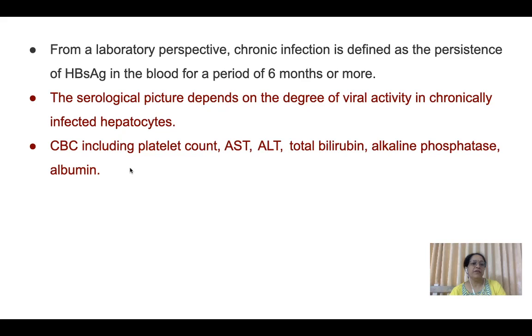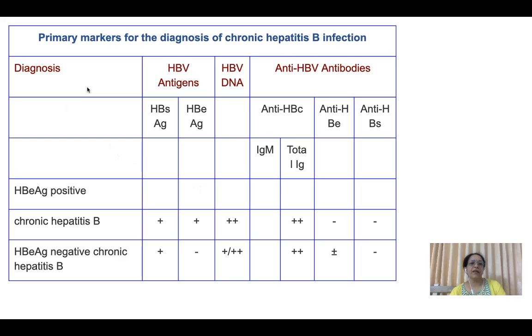So here one can check total blood count, including platelets, then the presence of various enzymes, in that alanine transferase enzyme is included, total bilirubin is included, alkaline phosphatase, as well as albumin level changes during the infection. Primary markers for diagnosis of chronic hepatitis B infections are, as you know, HBV antigen, HBV DNA, and anti-HBV antibodies.